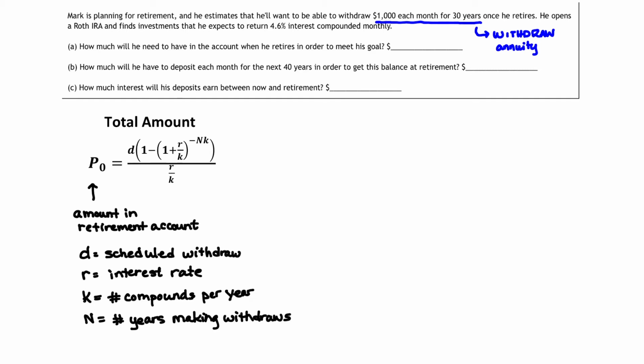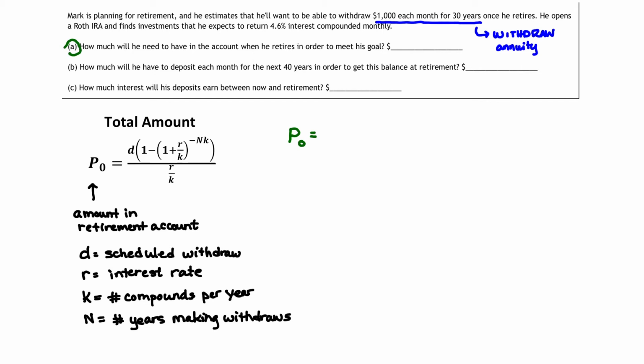And in this formula, D is our scheduled withdrawal, R is our interest rate, K is the number of compounds per year, or also the number of withdrawals per year, and N is the number of years that we're going to be making our withdrawals. Let's now take the information in our problem and put it into that formula. We begin by identifying what it is we're looking for. So in part A, we're looking for how much will Mark need in his account when he retires. Well, that in our formula is P sub 0. That's the amount in the account that we're going to be withdrawing from.